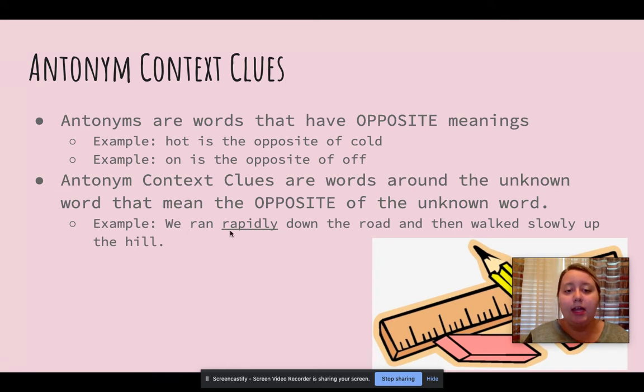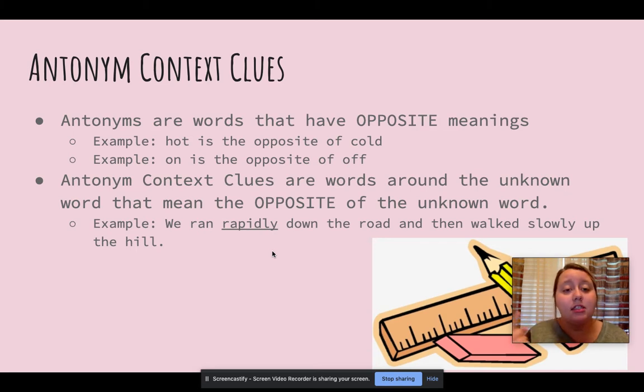So look at the example. It says, we ran rapidly down the road and then walked slowly up the hill. So in this sentence, we're seeing what we didn't do. So we know that run and walk are antonyms, right? So if we ran rapidly but walked slowly, what do you think the meaning of that rapidly would mean? Great job. Yeah. The opposite of slow would be fast.